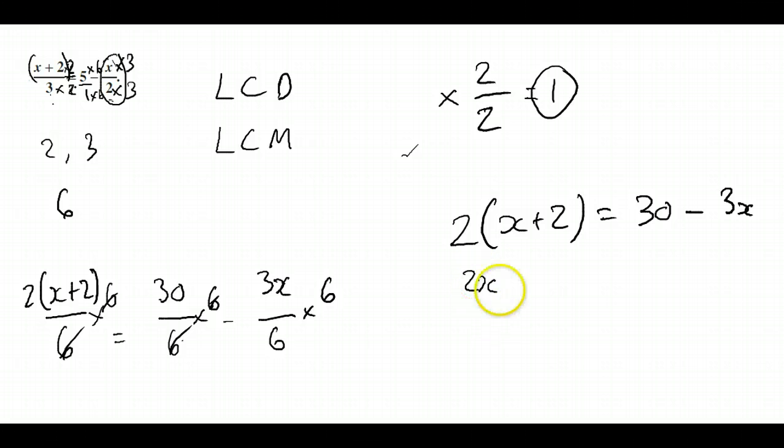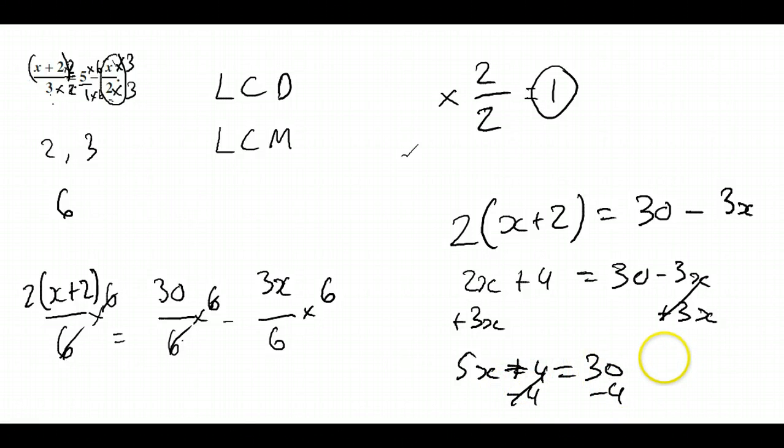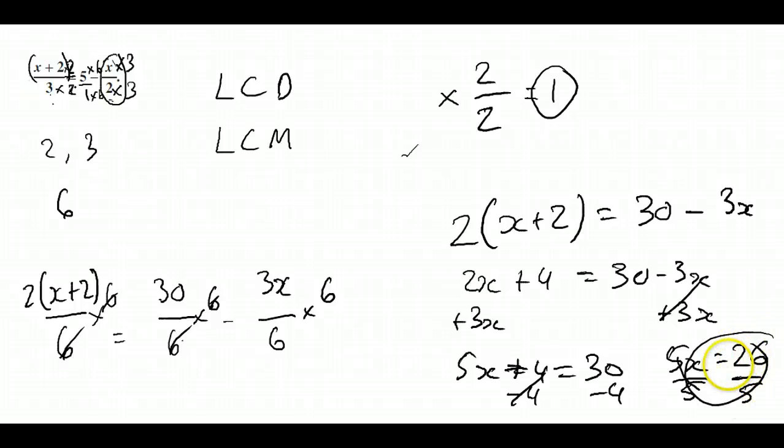So we just expand this bracket out. 2x plus 4 equals 30 minus 3x. We'll get rid of this 3x over here, plus 3x over there. 5x plus 4 equals 30, minus 4, minus 4. 5x equals 26, and then divide both sides by 5. X equals 26 over 5.